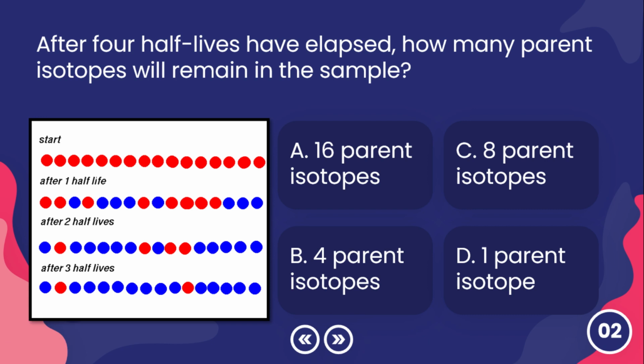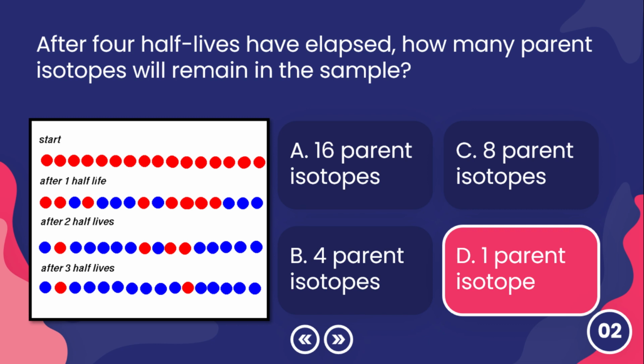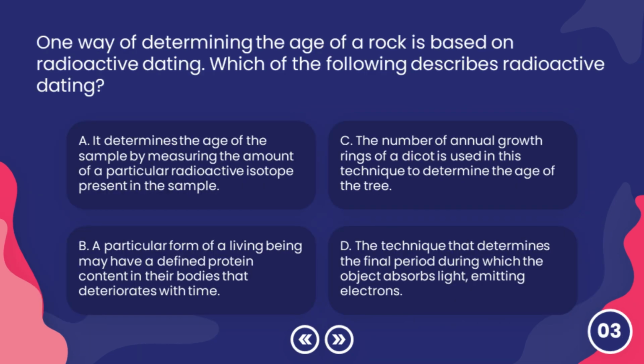What is your answer? Excellent. It's letter D. 1 parent isotope. Question number 3. One way of determining the age of rock is based on radioactive dating. Which of the following describes radioactive dating?